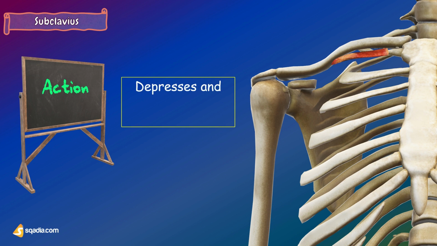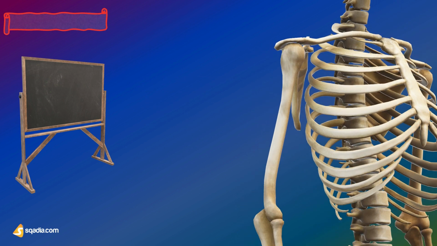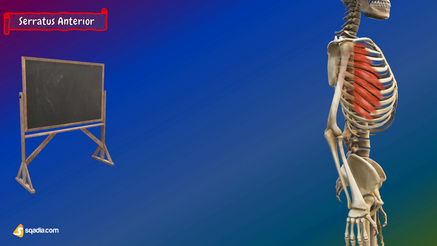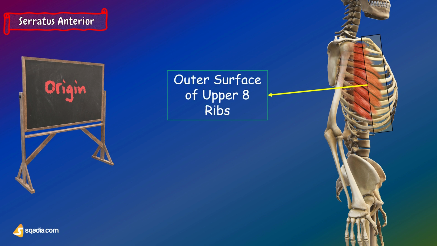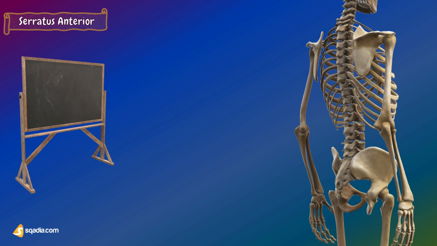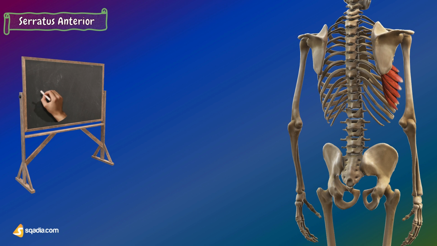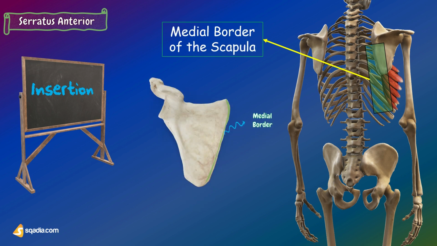Strictly speaking, the serratus anterior muscle is not part of the pectoral region, but since it makes up the lateral border of the chest wall, we include it. The serratus anterior is a large muscle, as you can see here. The muscle originates from the outer surface of the upper 8 ribs. The muscle fibers then converge and move upward and laterally to insert at the medial border of the scapula. Some of the fibers of this muscle also attach at the inferior angle of the scapula.